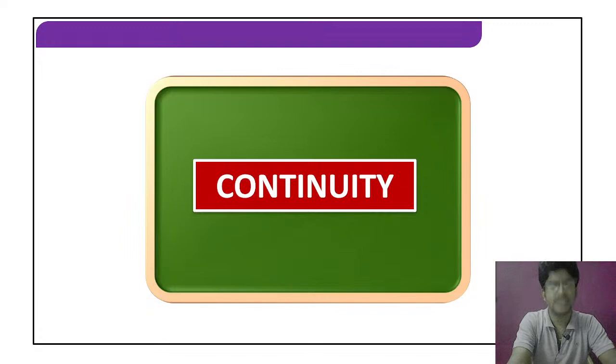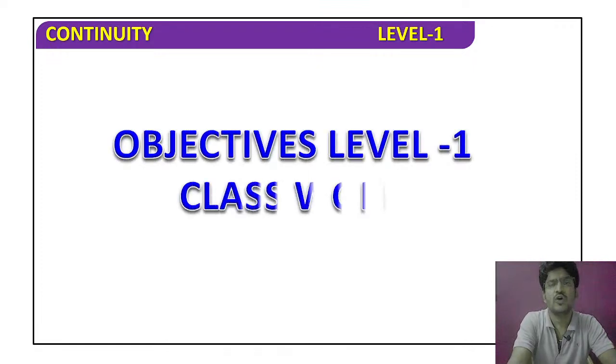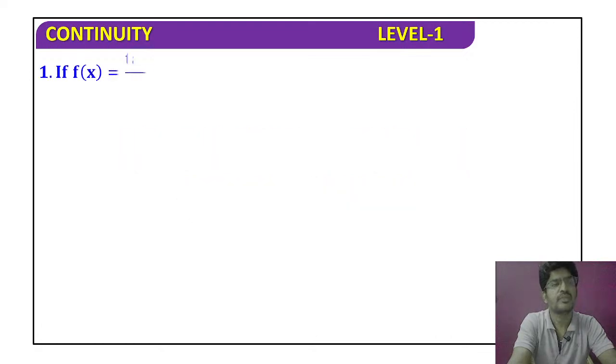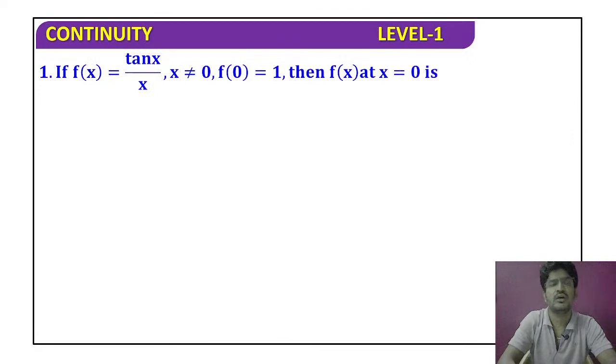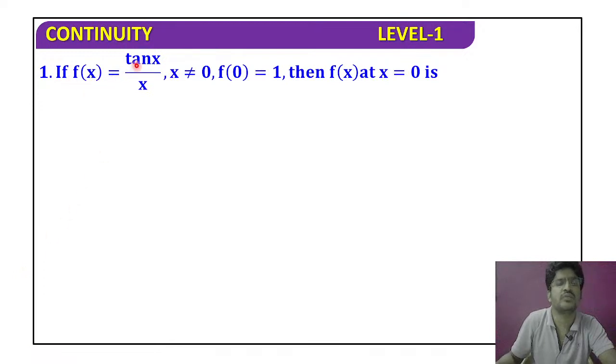Okay, so let us start with the first problem, continuity level 1 kind of problems. Clear? Objective level 1 classwork problems. You just see the first question. There is f of x given by tan x divided by x, where x is not equal to 0, and f of 0 is equal to 1.